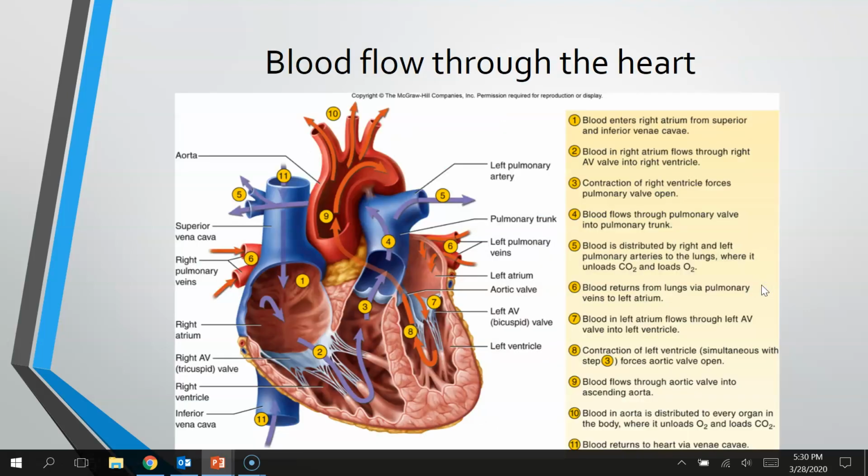Okay, just a different picture. It kind of shows and talks about that, if that's a little bit easier for you to look at.